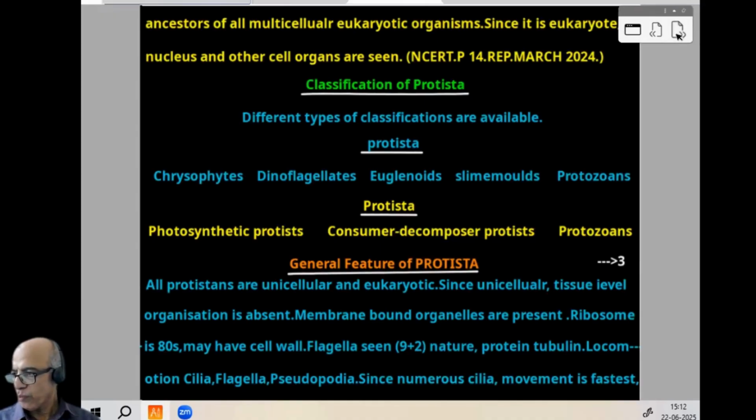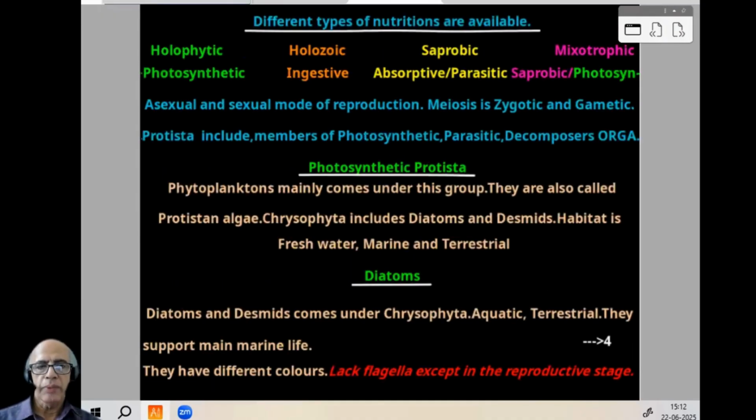Now, different types of nutrition are available. Holophytic, that is photosynthetic type. Holozoic, that is ingestive or animal type. Saprobic, absorptive or parasitic. Mixotrophic, that is saprobic or photosynthetic. Here, due to lack of space, I just stopped with SYN. When space is not there, I have to write like this. That is the reason; it is not a mistake. Photosynthetic, since SYN only, I can write that.